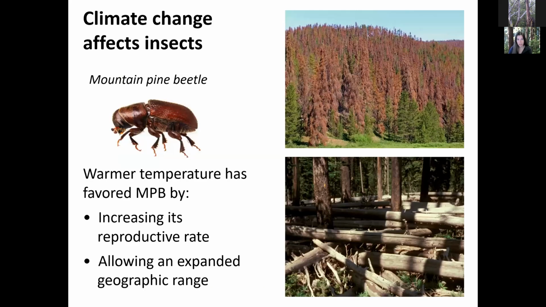And we know that climate change is going to affect insect species. We have the mountain pine beetle. This is a native species. We've always had mountain pine beetle outbreaks here, but warmer temperatures have really accelerated its reproductive rate in some locations. And the increasing temperatures, particularly the extreme cold temperatures, have allowed it to expand into areas where it wasn't previously.